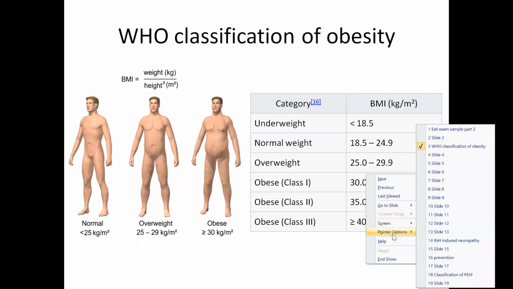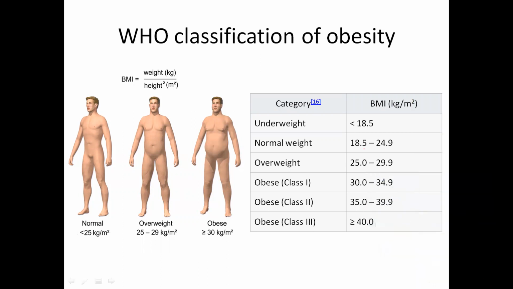Underweight is less than 18.5. Normal weight is 18.5 up to 24.9. Overweight is 25 up to 29.9. Class 1 obesity is 30 up to 34.9. Class 2 obesity is from 35 up to 39.9, and class 3 obesity is greater than or equal to 40 kilograms per meter squared, and this class 3 obesity is sometimes called morbid obesity.